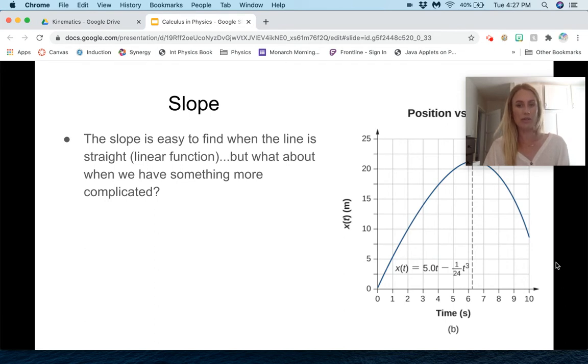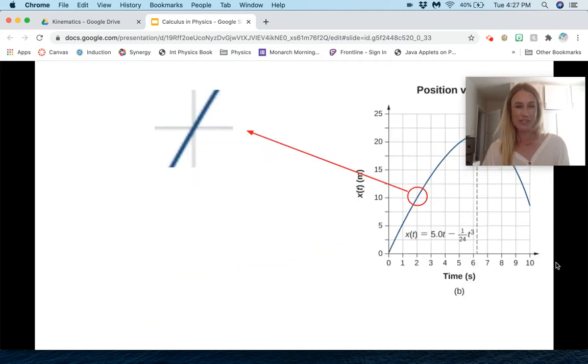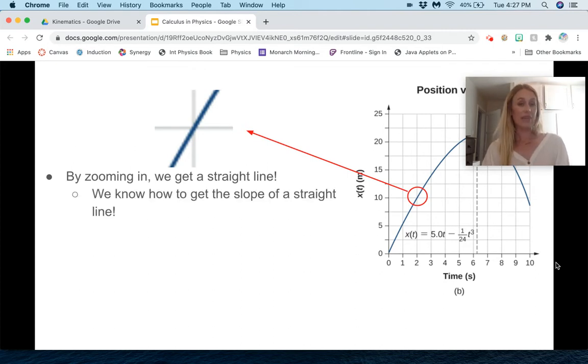And especially if we want to find the exact instantaneous velocity at, say, a time of t equals 2, we want to actually know how to do that with a slope that's constantly changing. So if we zoom in at that time of t equals 2 seconds, look, it looks like a straight line. Okay, so what we're going to do here is zoom in. If we zoom in, we get a straight line, and we know how to find the slope of a straight line. It's just rise over run.